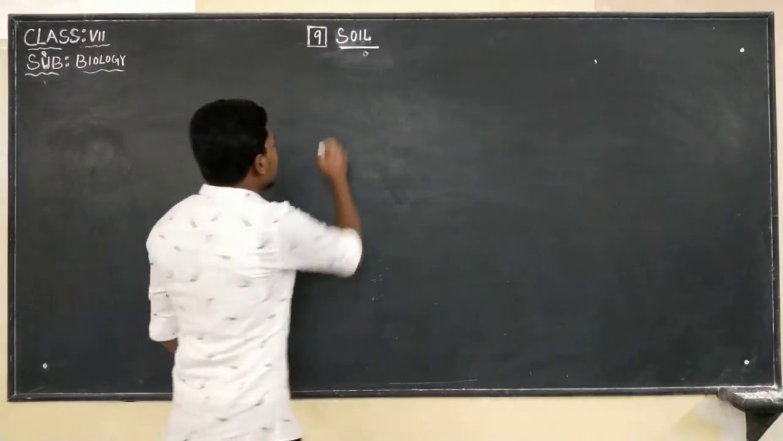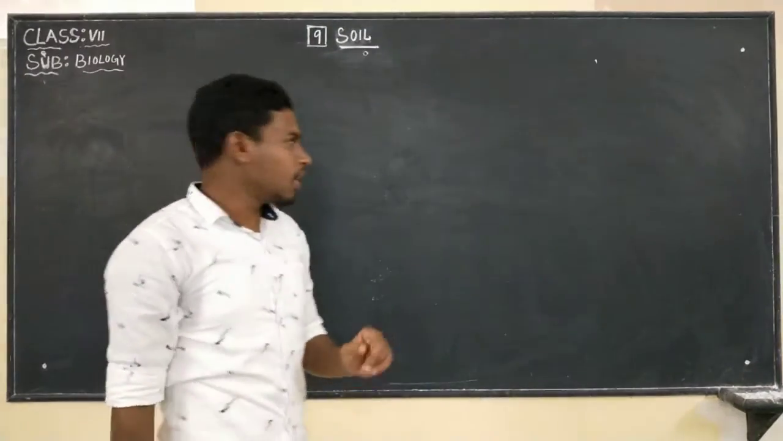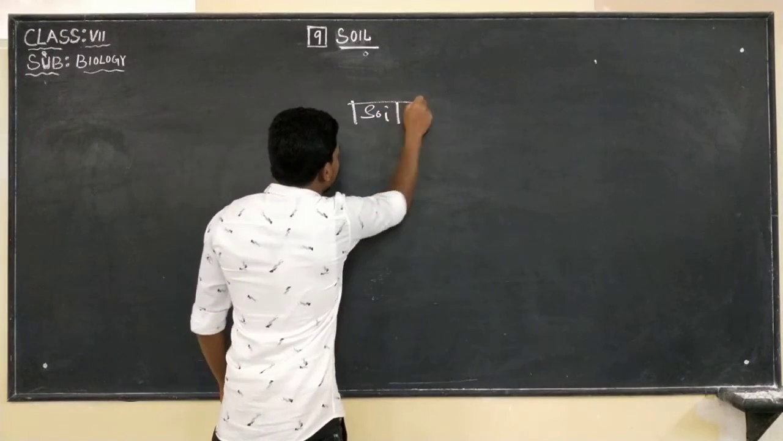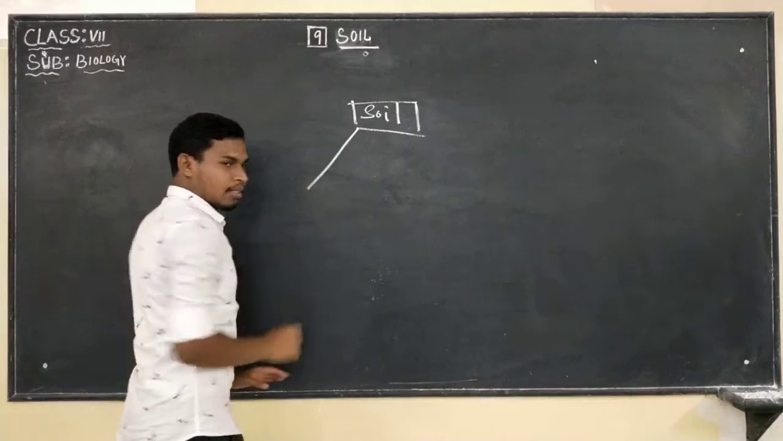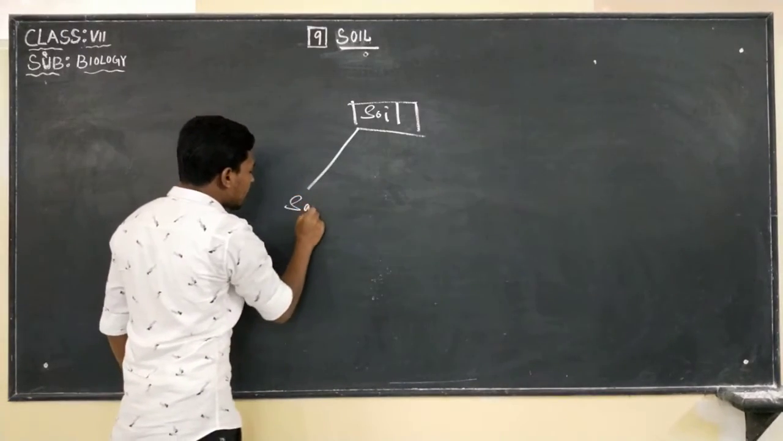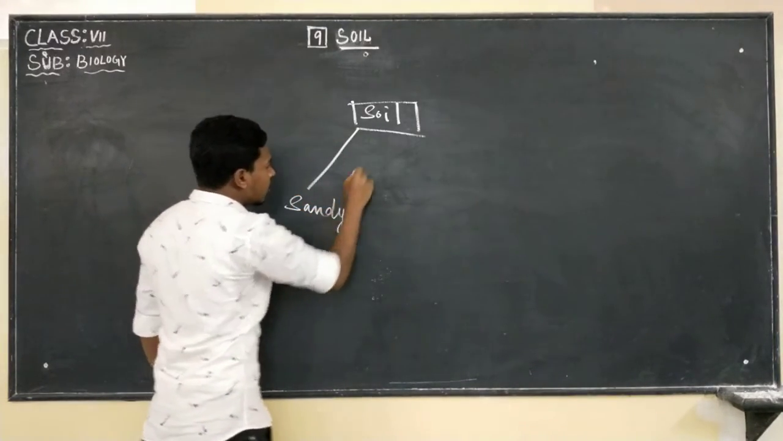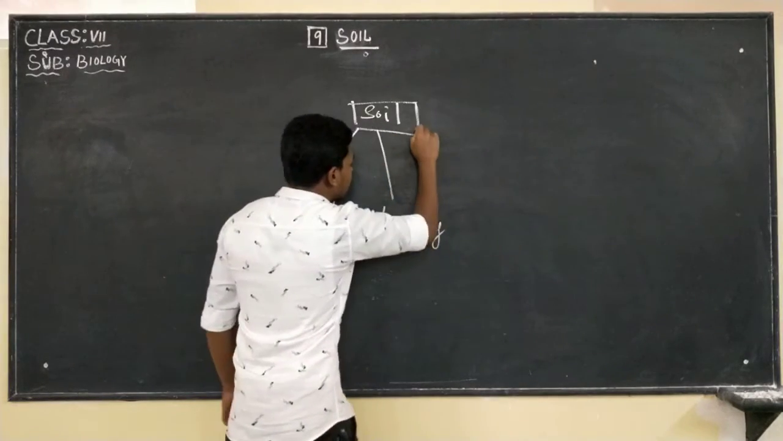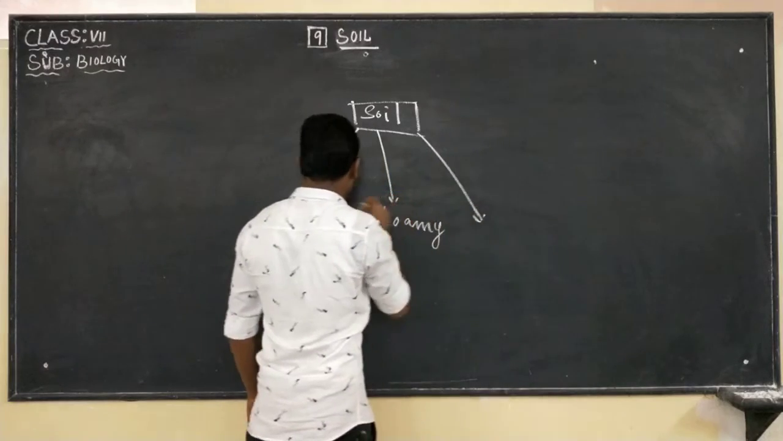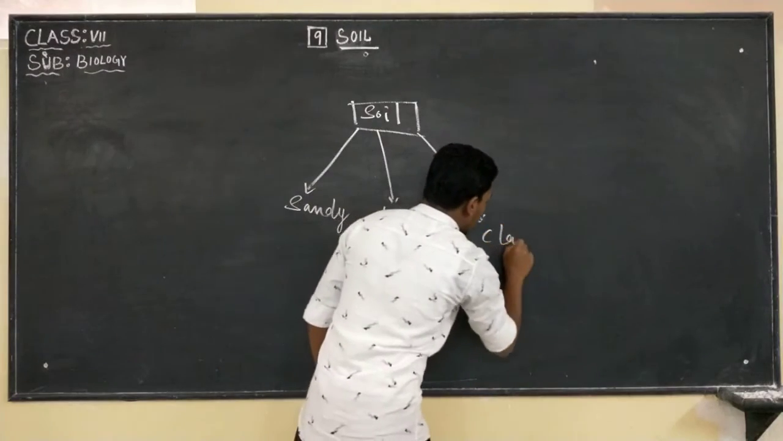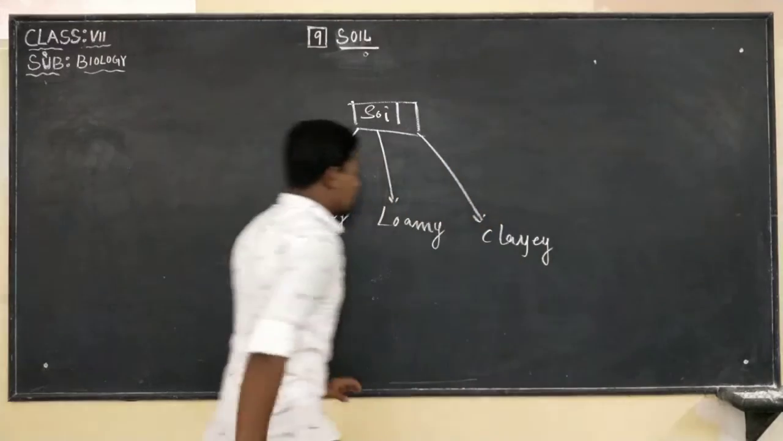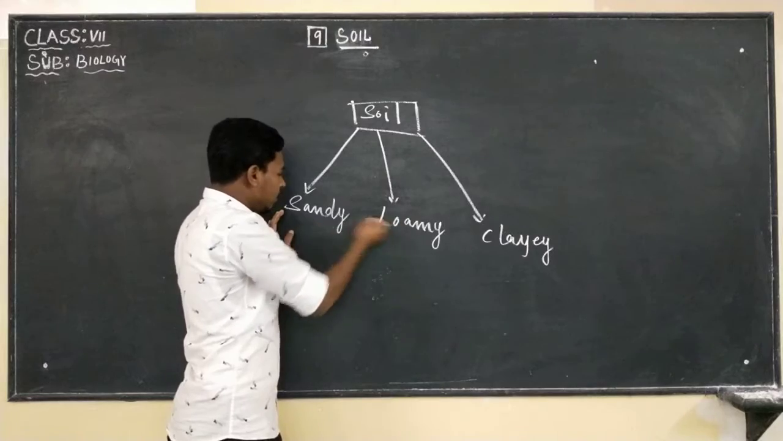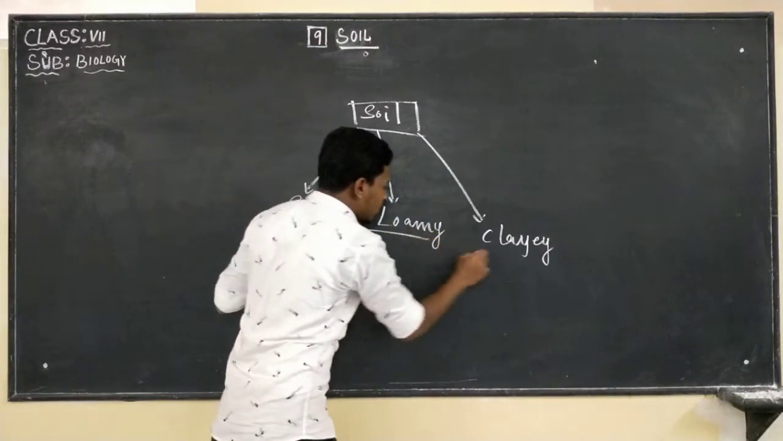So we know that soil is of three types. First is sandy soil, the next one is loamy soil, and the third one is clay soil. How is this segregation of soil done into three separate groups or categories?